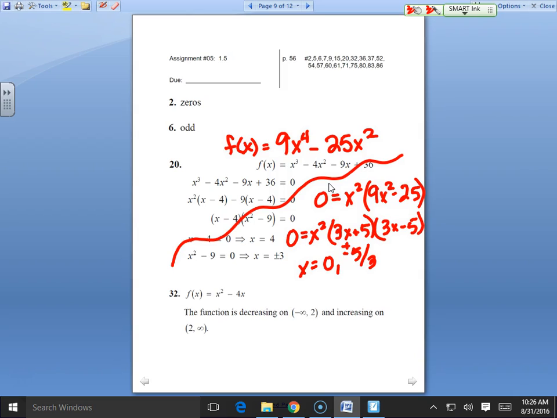Okay. Is 32 right? X squared minus 4x? Decreasing on negative infinity to 2. Increasing on 2 to infinity. I'll give you a couple seconds. So in those you always want it open. Yes. Increasing, decreasing, constant. For me, always keep it open, even if the book says closed. We good?